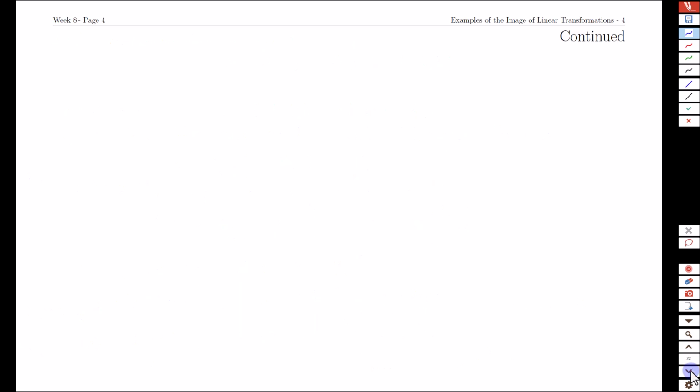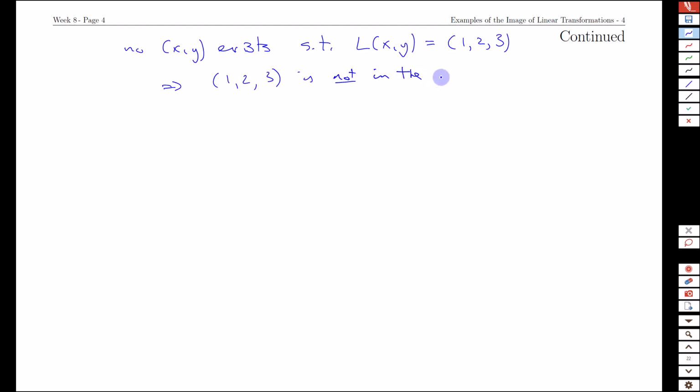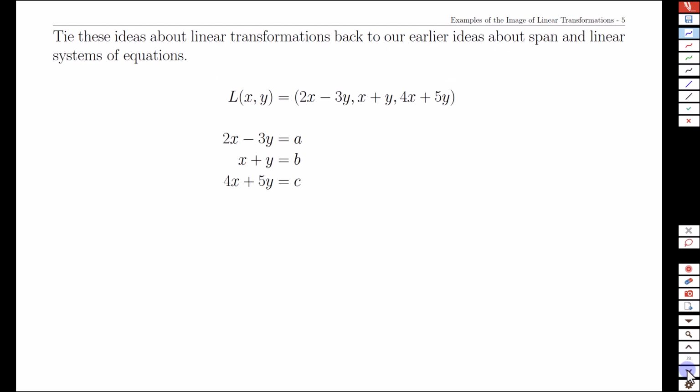And that means that no xy value pair exists such that L of xy is going to equal our target value 1, 2, 3. And so 1, 2, 3 is not in the image of L. And that's fine for what it is. However, I'd like to take advantage of this moment to think about those parallel solving processes we went through and tie that back to the ideas of linear transformation, span, and things like that.